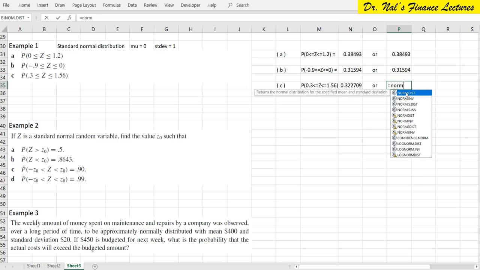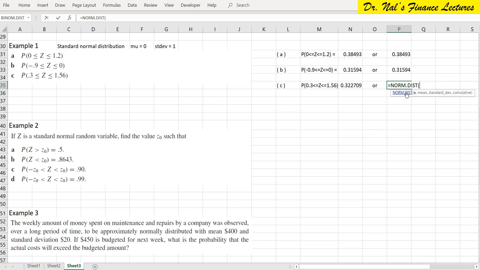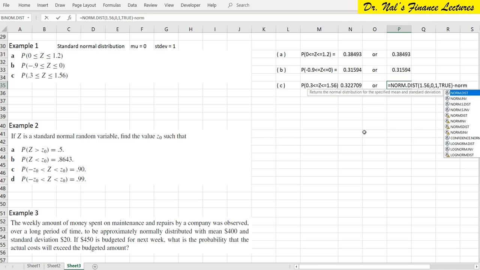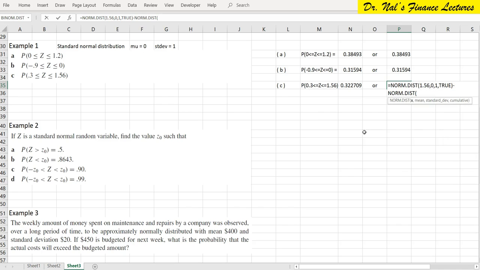Or we could have used the NORM.DIST function directly. It will be a little bit more painful, but we'll do the same thing. The area to the left of 1.56, where the mean is 0, standard deviation is 1 and true, minus NORM.DIST the area to the left of 0.3, where the mean is 0, the standard deviation is 1, and true for cumulative probability. It's the same answer, as you can see. 32.27%. All right, so we are done with the first question.